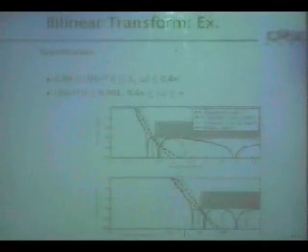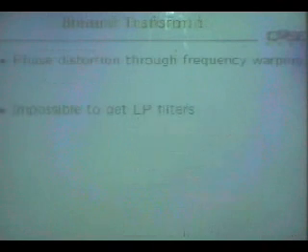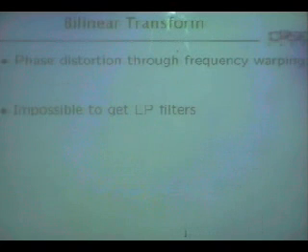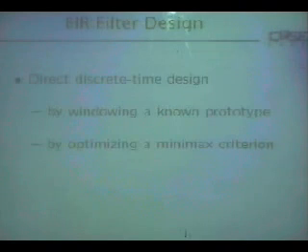So these are a few examples, but obviously the bilinear transformation will cause phase distortion because it is going through the frequency warping, which is a non-linear mapping. So even if you have a linear phase, going through this whole thing, it will be non-linear. It is impossible to get a linear phase filter, because of the non-linear mapping.